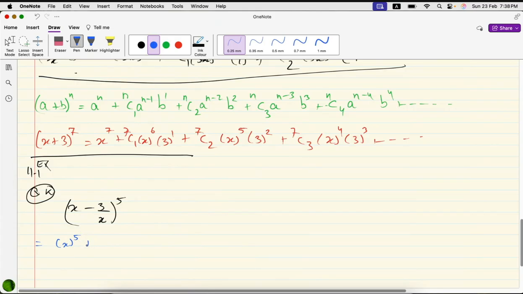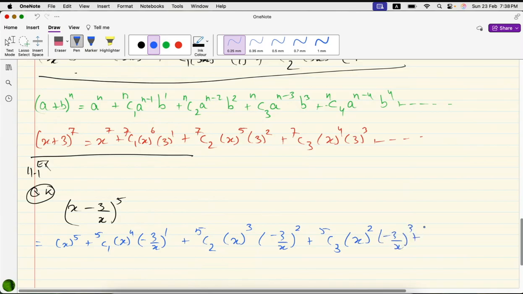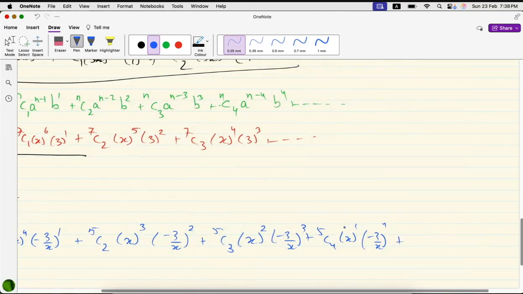See, A raised to power 5 plus 5C1 A^(n-1) B^1, 5C2 A^(n-2) B^2, 5C3 A^(n-3) B^3, 5C4 A^(5-4) B^4, and 5C5 is 1. I don't need to write that. 5 minus 5 will be 0, I don't need to write that. The last term is directly B raised to power 5.